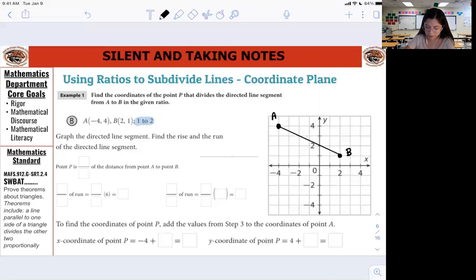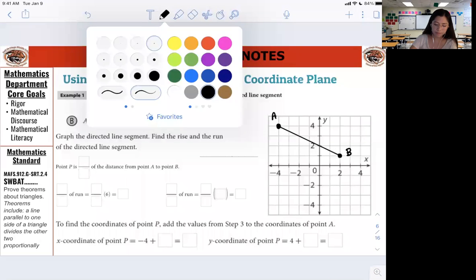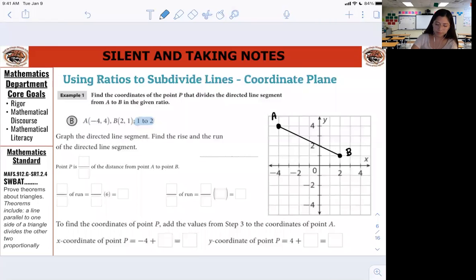So there's my line segment. And like I said, I'm trying to subdivide it with a ratio of 1 to 2. Now remind me, if my ratio is 1 to 2, what is my fraction? Good, 1/3. 1/3 of the distance.